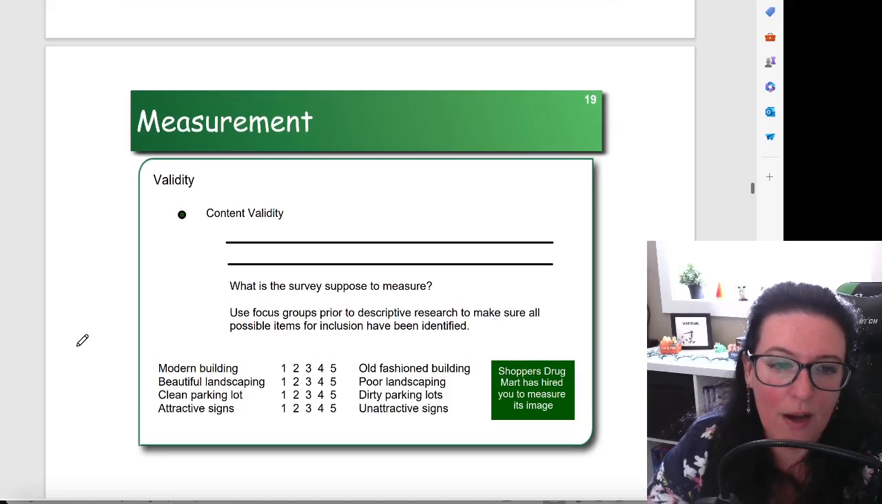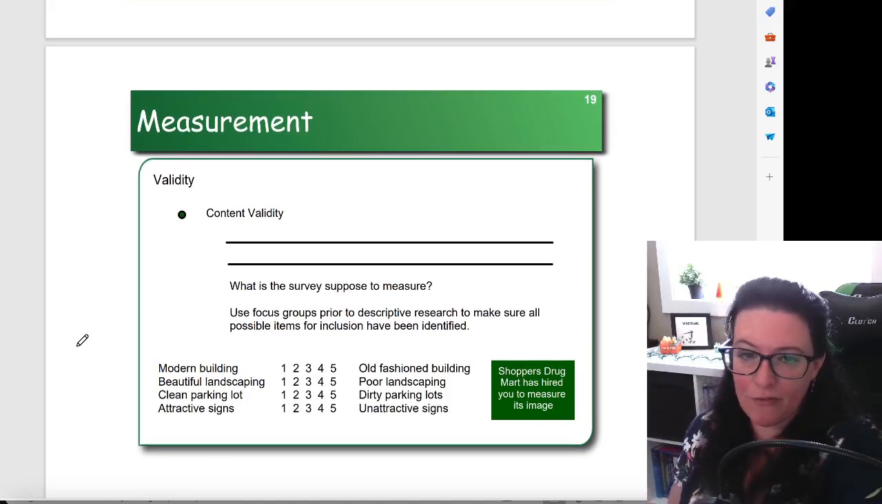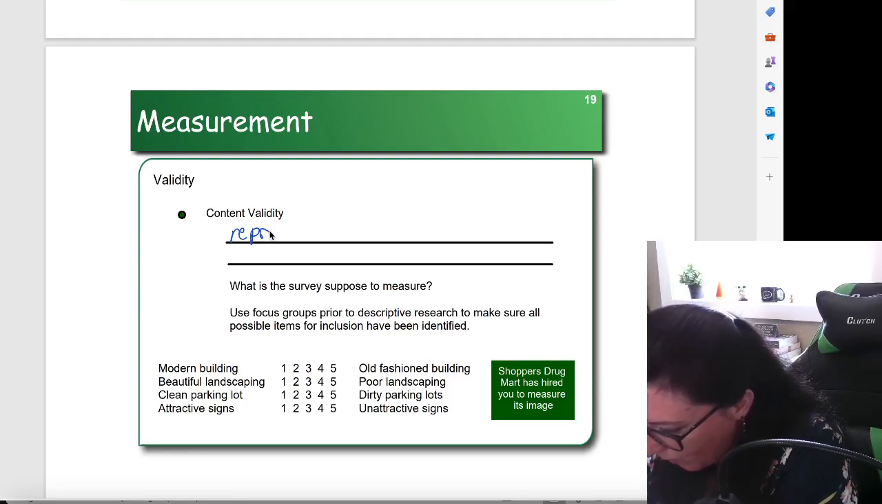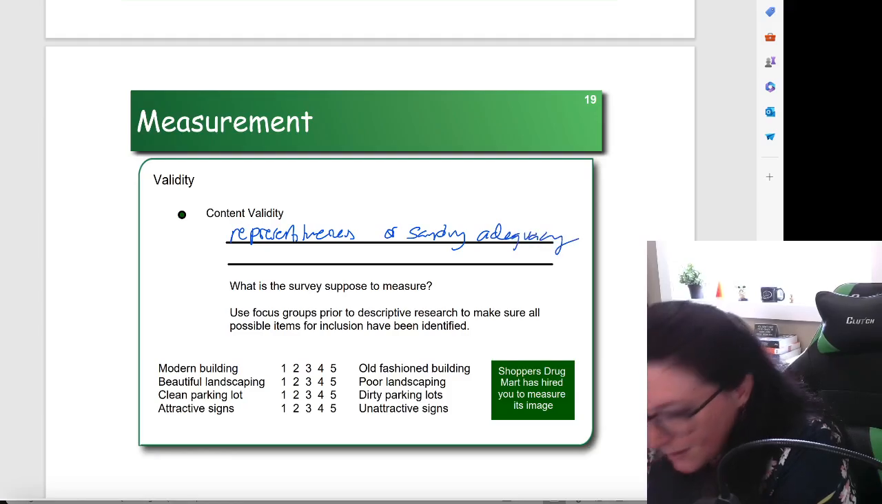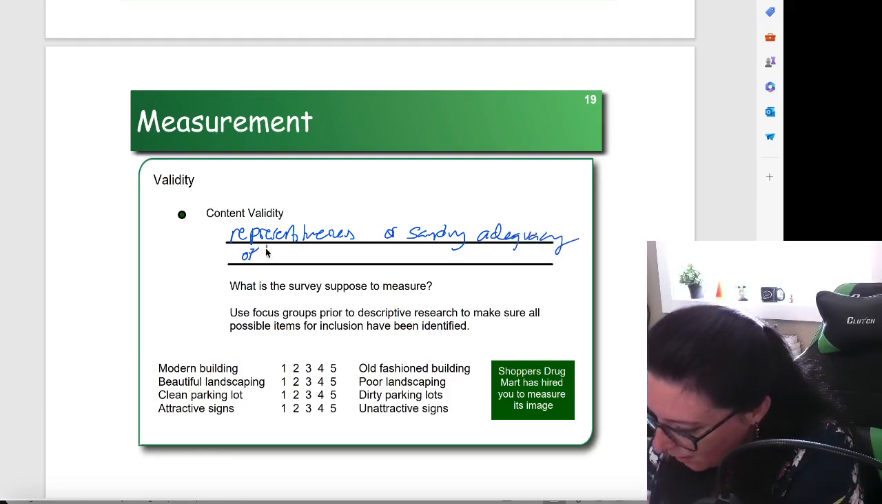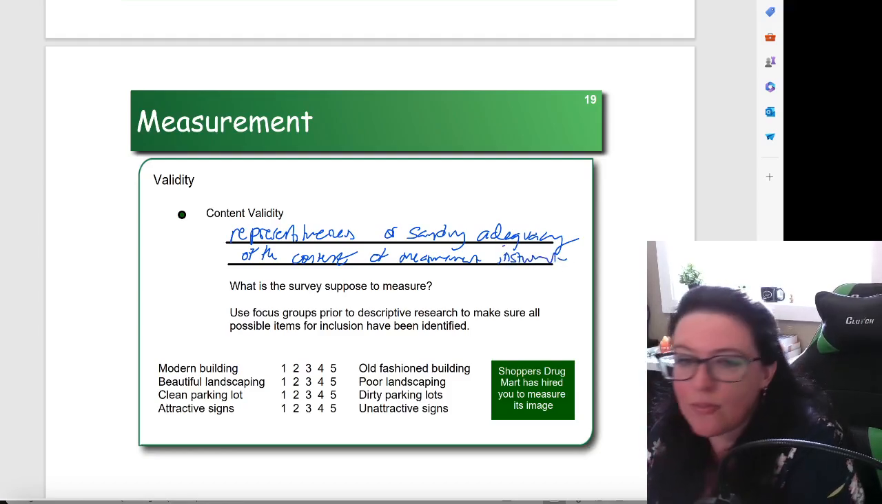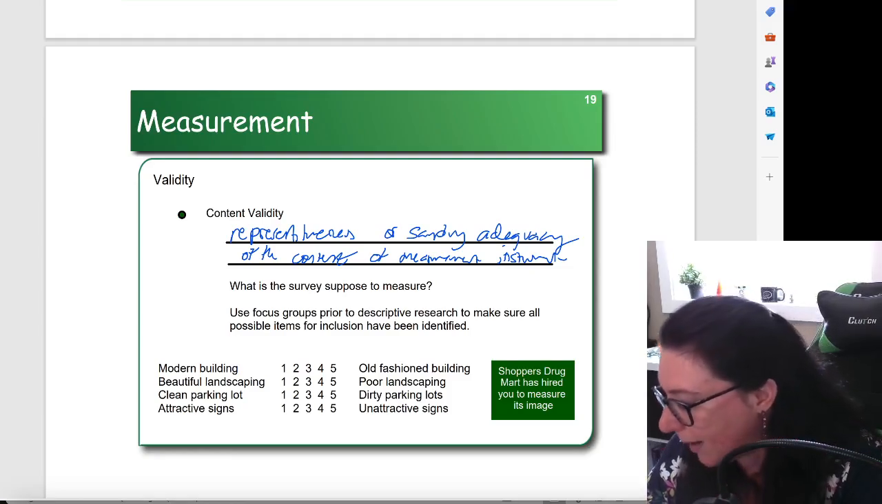The second type of validity is content validity. This is where we look at the representativeness or sampling adequacy of the content of the measurement instrument. So what is it that the question was supposed to measure?